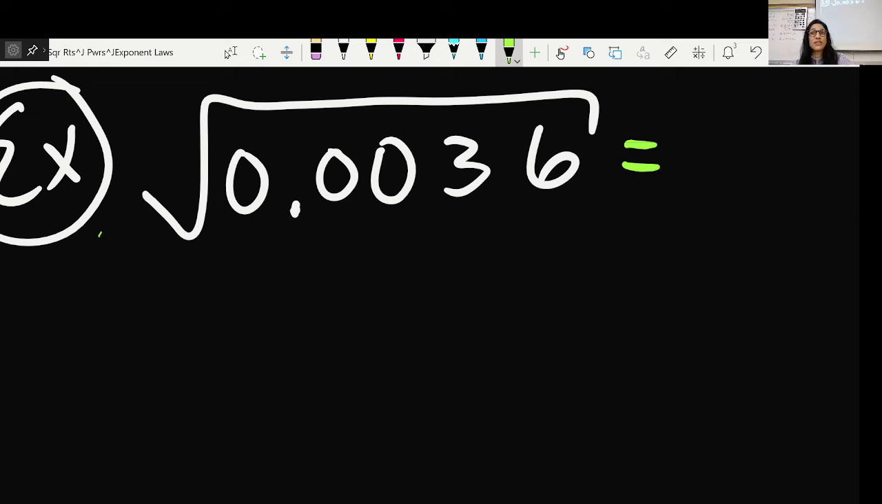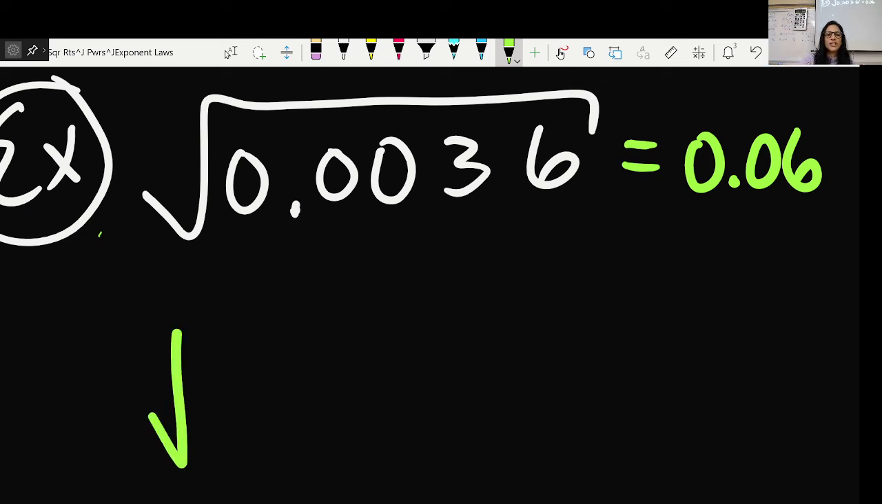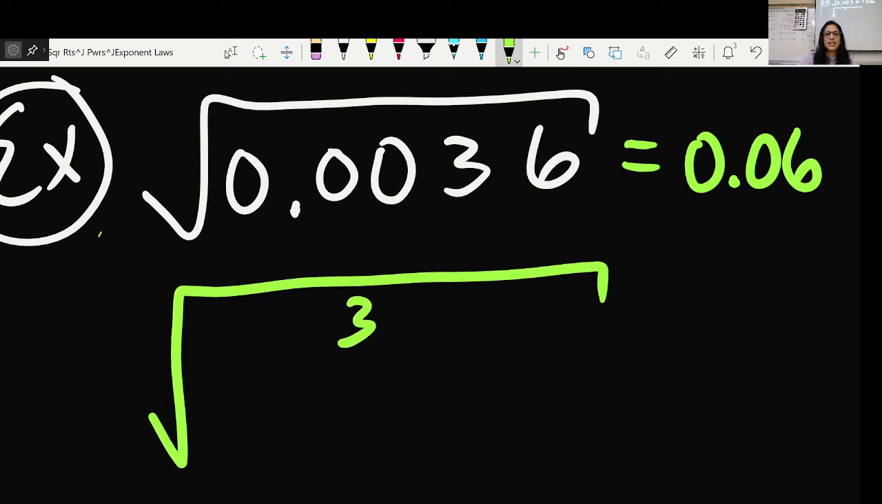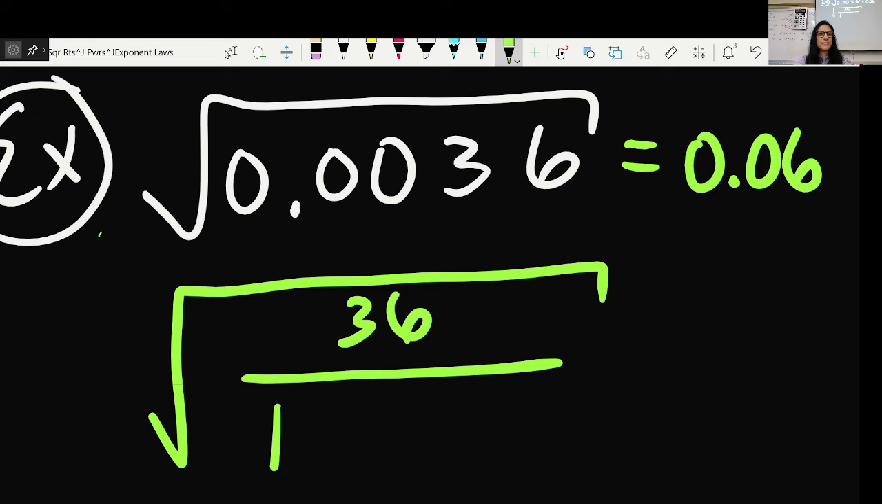0.06. Does everyone agree? Or kind of unsure, but you think that could be a possible answer? Okay, let's figure it out. Let's see if that could be our possible answer. If I wanted to rewrite this as a fraction, I know I'm going to have 36 at the top, which is a perfect square, but what would I put at the bottom? How many zeros?